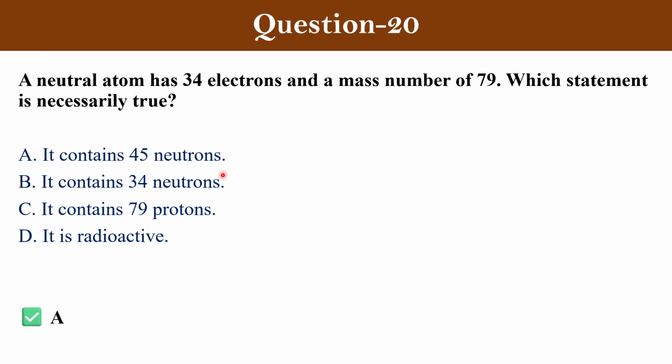It contains 45 neutrons. How did we get that? For a neutral atom, the number of electrons equals the number of protons. The number of electrons is given as 34, so the number of protons is 34, and the mass number is 79. So the neutrons are 79 minus 34, which gives 45. So it contains 45 neutrons.